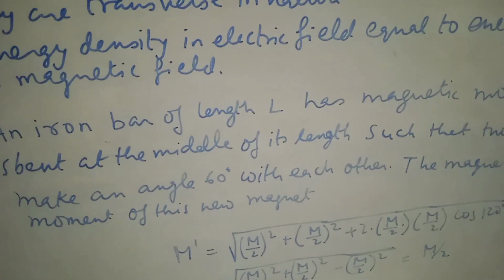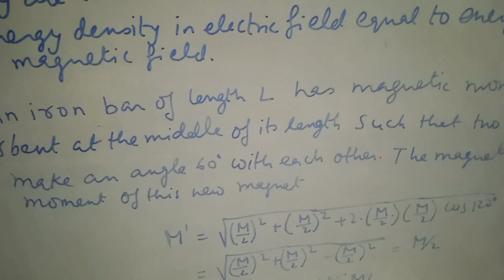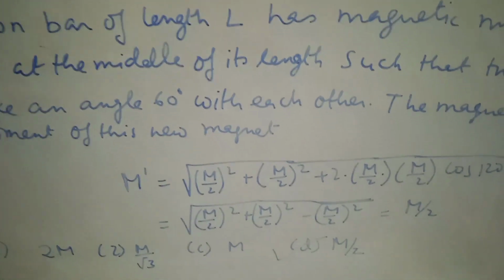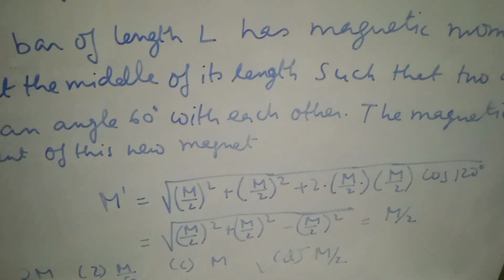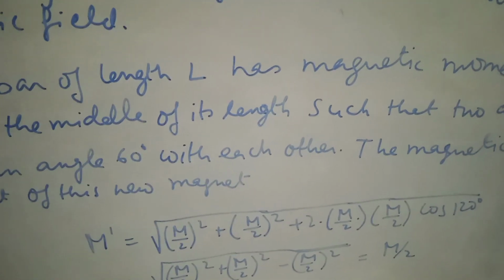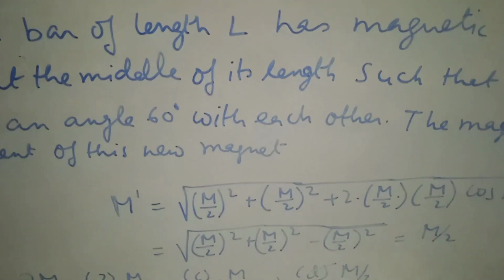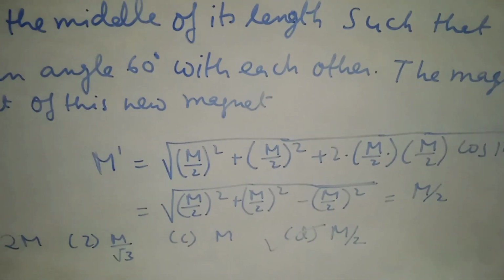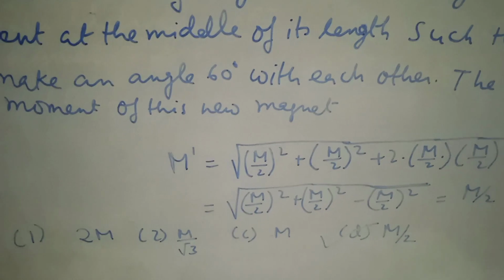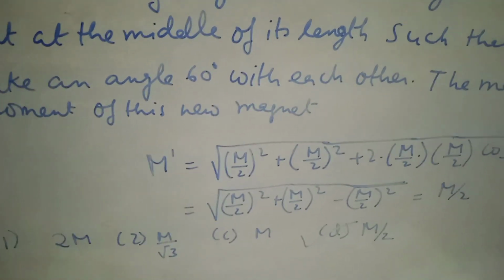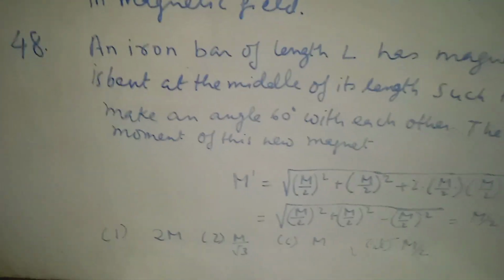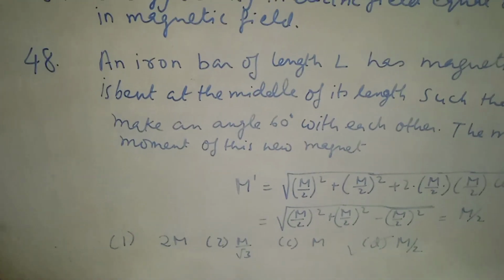So M dash equals root over a square plus b square plus twice ab cos theta. So (M/2) whole square plus (M/2) whole square plus twice into M/2 into M/2 into cos 120, and cos 120 is minus half. So here it will be (M/2) whole square plus (M/2) whole square minus (M/2) whole square. So the answer will be M/2. The options are 2M, M by root 3, M, and D, M by 2. So option D is correct. M by 2 is the correct one.